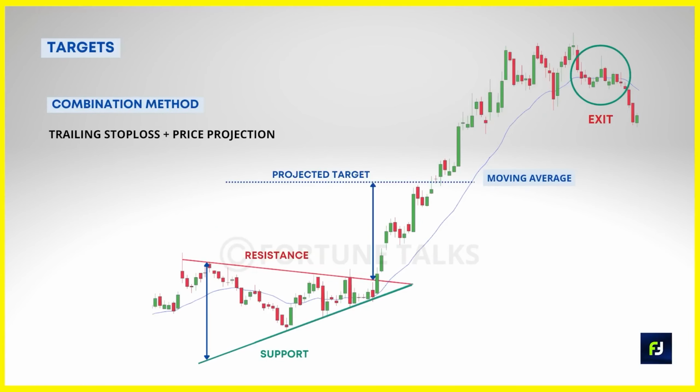A more robust technique is if you make a trailing stop loss and price projection combo. That is, you combine both these techniques. This means if the market moves in your favor, but it has not reached your price projection level, you can use the moving average to lock in your profits. So even if there is a sudden reversal, you still protect what you have and do not give everything back to the market.